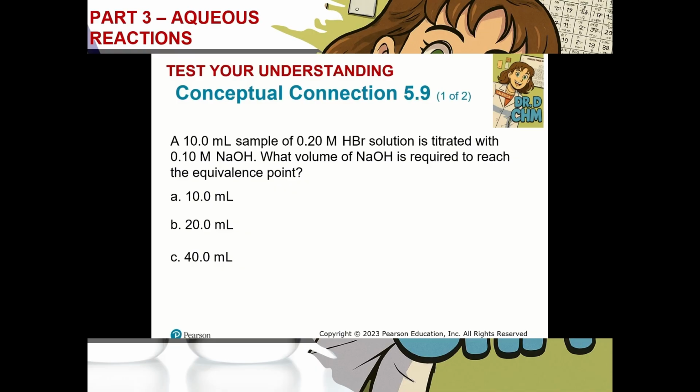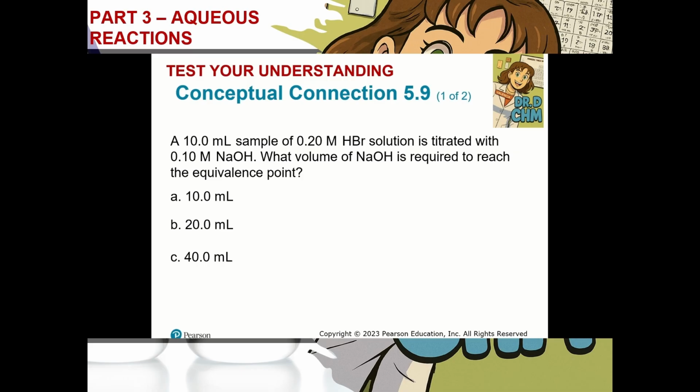Here I have a 10 milliliter sample of 0.20 molarity HBr solution, which is titrated with 0.10 molar, or moles per liter, sodium hydroxide. What volume of sodium hydroxide is required to reach the equivalence point?